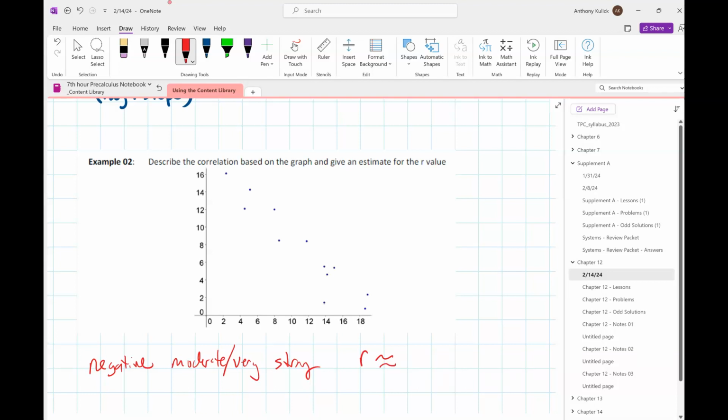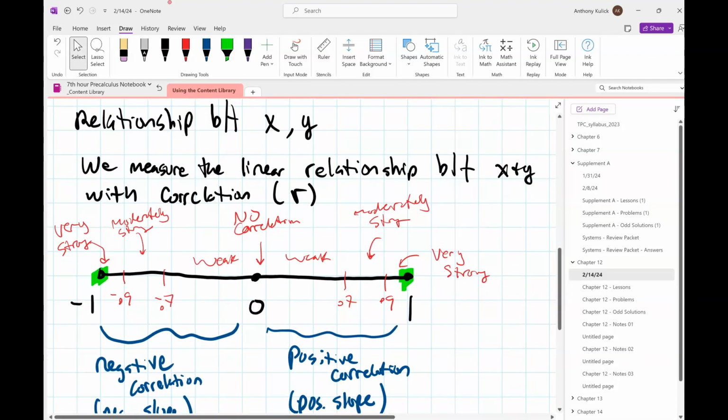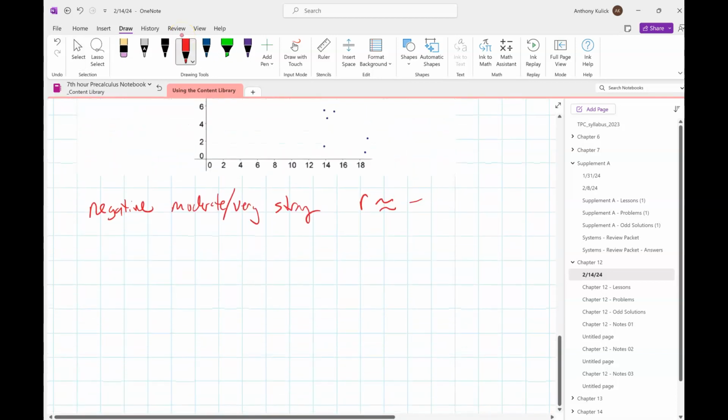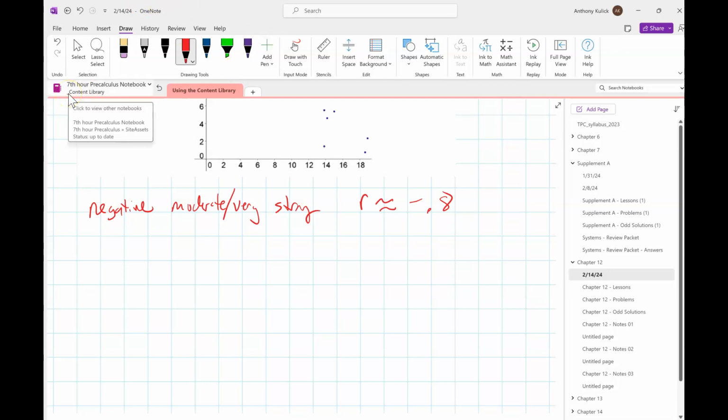And then we're asked to give an estimate for the R value. So if we know that moderate to very strong lives here, the R value we might guess would be something between -1 and -0.7. I would mark anything in that range correct. So -0.8 sounds lovely. Make sure you remember to put the negative sign though, because we said it was negative correlation. What do you guys think? Is that okay? There's nothing really to do there, right? We're just using the vocabulary.